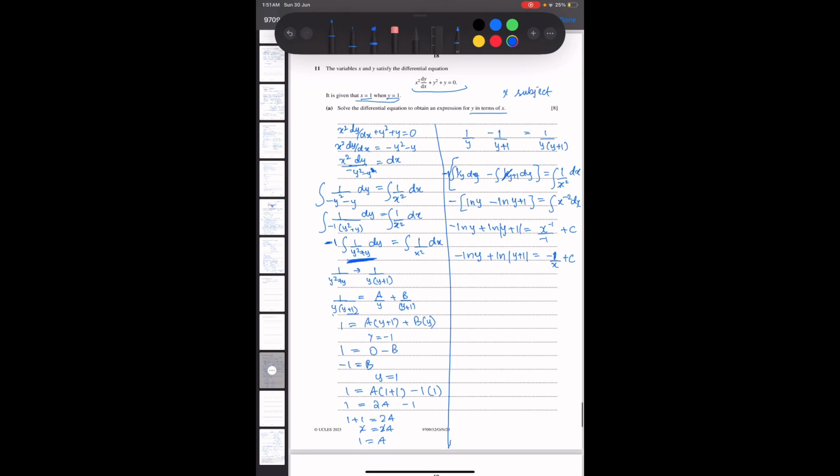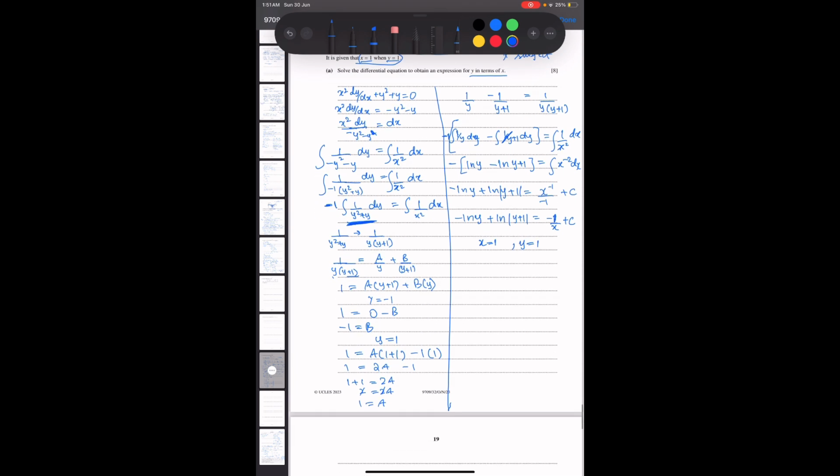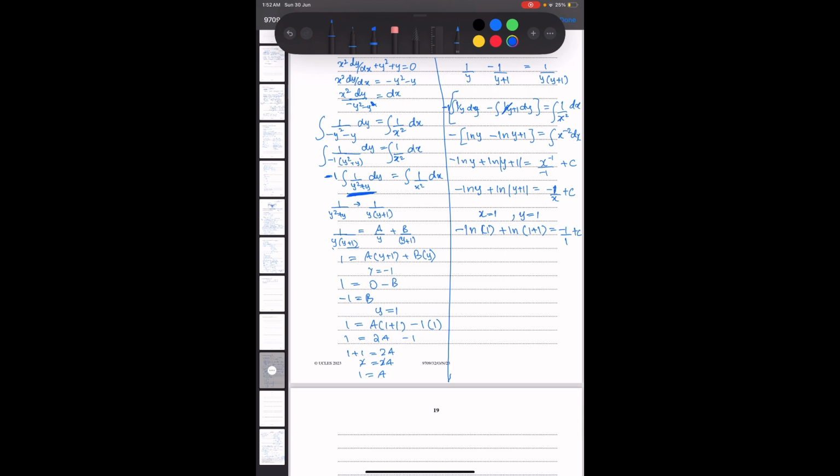Remember, they give us these values, x is equals to 1 and y is equals to 1. We substitute these values and find the value of c. So minus ln 1 plus ln 1 plus 1 is equals to minus 1 upon 1 plus c. So ln 1 is 0, that becomes 0. This is ln 2 is equals to minus 1 plus c. So ln 2 plus 1 is the value of c.